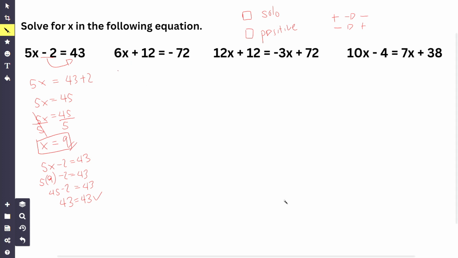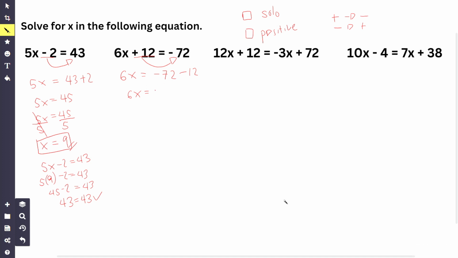So let's continue. So again, make x solo and positive. So what do we do? I will transpose 12 to the right side. What will be left on the left side is 6x equals negative 72. It never changes, right? I mean, it never moves, so it will be retained on the right side. And then now what will happen to positive 12? It will become negative 12. Let's continue. So 6x equals, what's negative 72 minus 12?